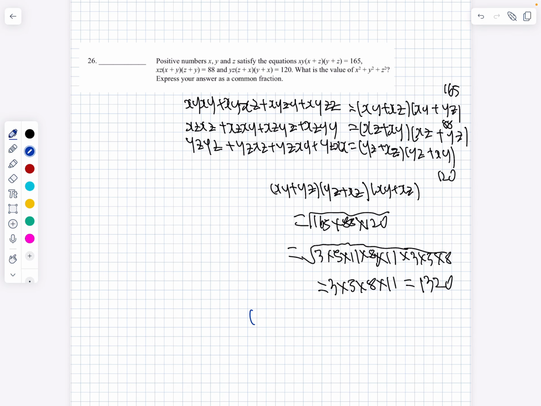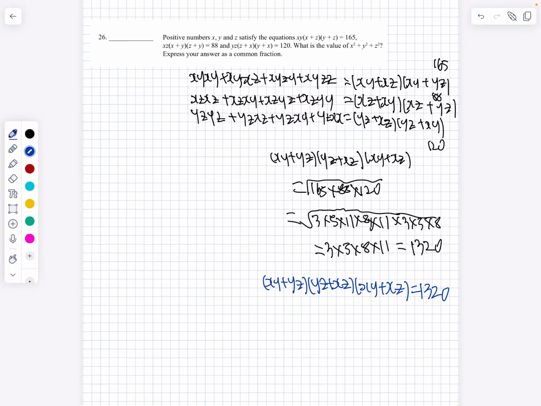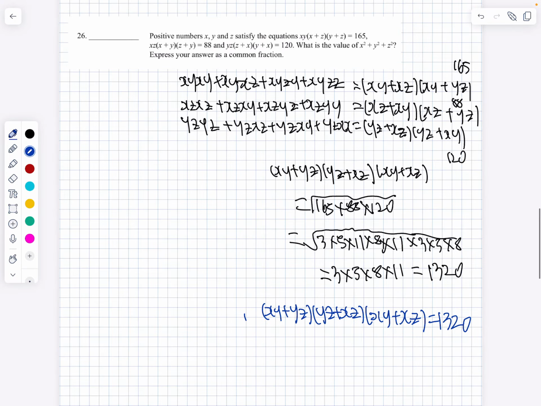Now, if we look at the equation again, this is 1,320. Now we can divide this equation.